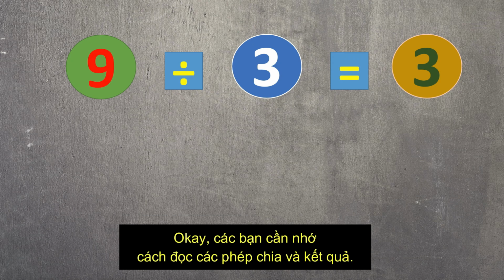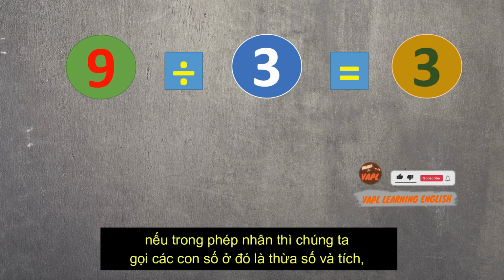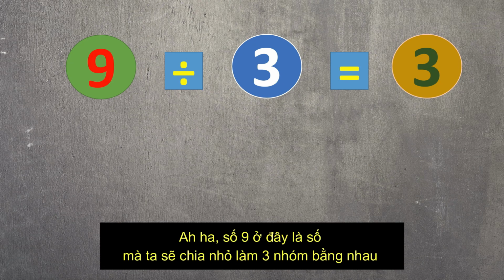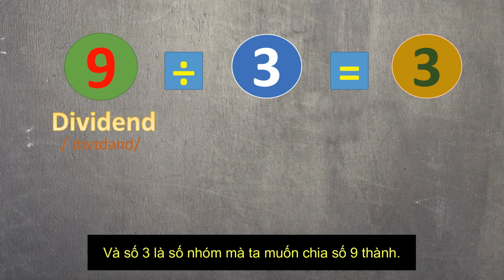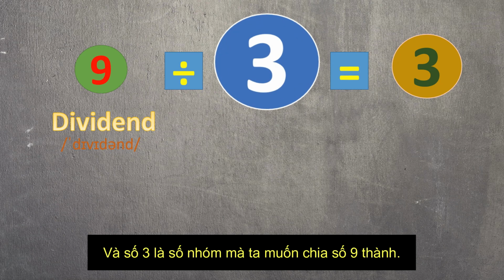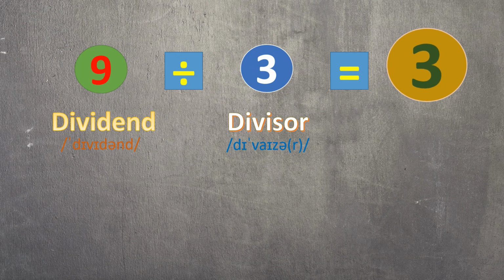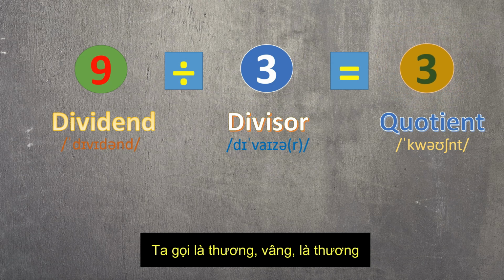Okay, you need to remember the way to read the division equation. We say 9 divided by 3 equals 3. I have a question for you. If in multiplication we call the numbers factors and products, how do we call the numbers in division? 9 here is the number we will split up into 3 equal groups. It's called the dividend. And 3 here is the number of groups that we want to divide into. It's the divisor. How about the result? We call it quotient. Yeah, quotient.